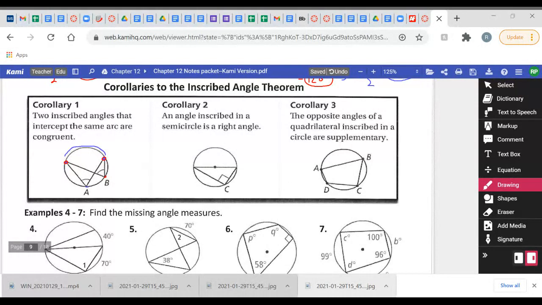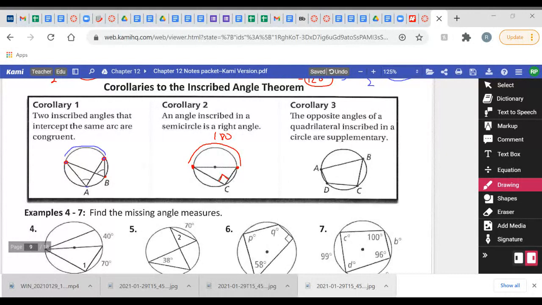Corollary 2 says an angle inscribed in a semicircle is a right angle. So I know that if this is the diameter, then I know that's half the circle, which is 180. And so angle C is an inscribed angle that meets up with half the circle, which is 180. So 180 divided by 2 gives me the 90. So I know that's a right angle, and therefore that's a right triangle.